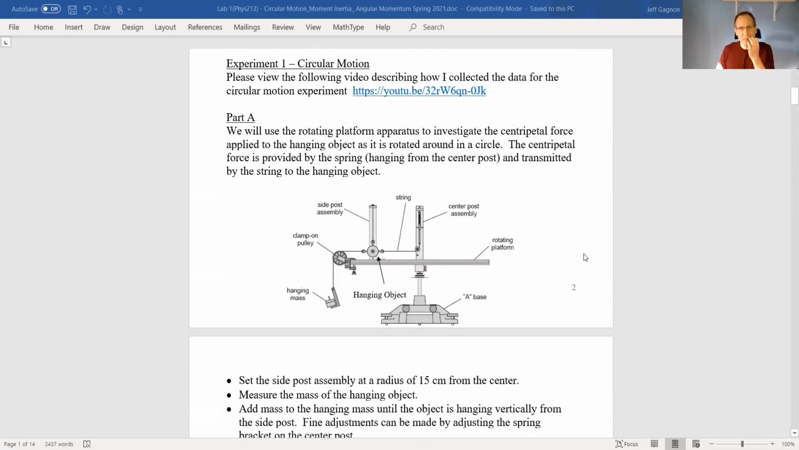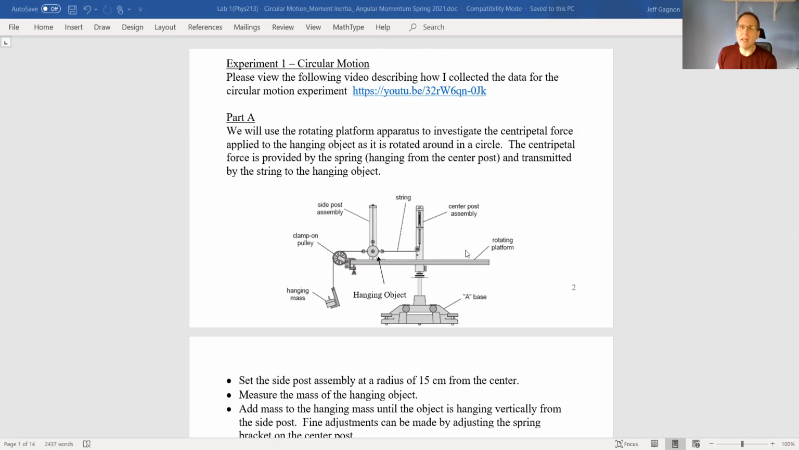Okay, so for the first experiment, and again, this deals with this rotational apparatus, make sure you watch the short little video that I created where I describe how I actually collected the data. Basically, what you have going on here is you have this hanging object, and it's going to be rotated around in a circle. So this thing rotates around. Again, this will make more sense if you watch this video.